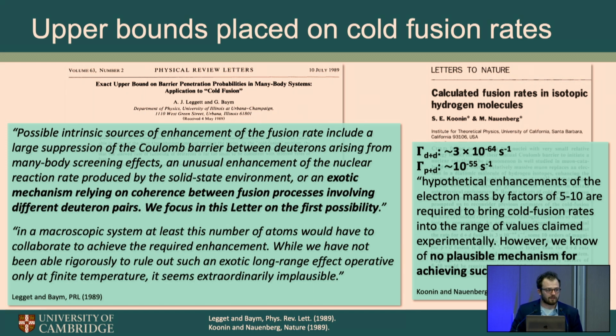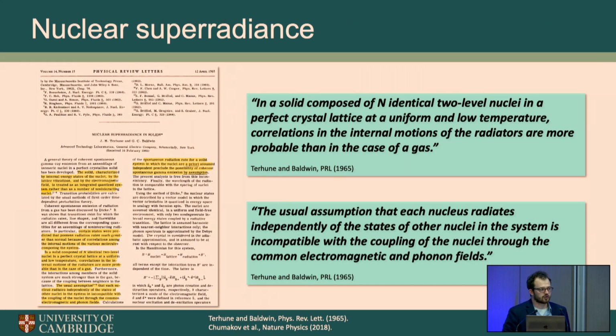Koonin and Nauenberg provide a very straightforward spontaneous fusion rate of 3 × 10⁻⁶⁴ for a pair of deuterons, and we'll use that for the rest of the talk. So why is any of this possible? How can we accelerate? What would such a long-range quantum process entail?